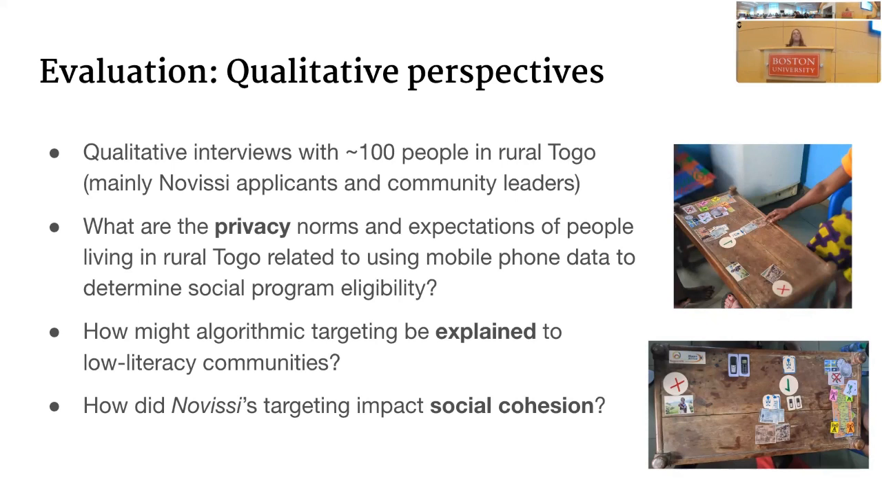And so I really can't recommend enough doing these kinds of qualitative evaluations. We tried to understand things about privacy, like what the privacy norms and expectations were of people in rural Togo, especially about the use of mobile phone metadata, which is private and potentially sensitive. Issues of explanation, and how people understood algorithmic eligibility criteria and how those criteria could be effectively explained to low education and low literacy communities. And then also questions around social cohesion and, again, these algorithmic externalities: what were the potential negative effects of the algorithmic approach to targeting cash transfers on things like social cohesion and social ties.